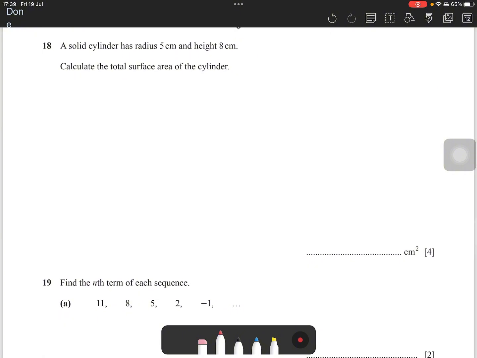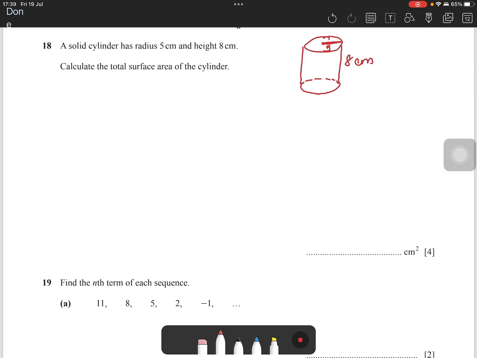Question 18. A solid cylinder has a radius of 5 centimeters and a height of 8 centimeters. The radius is 5. Calculate the total surface area of the cylinder.